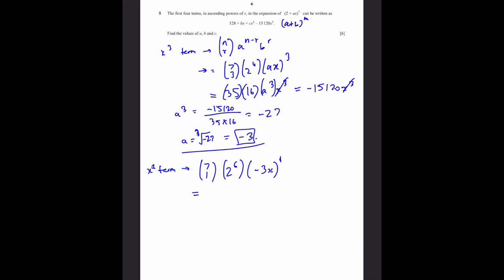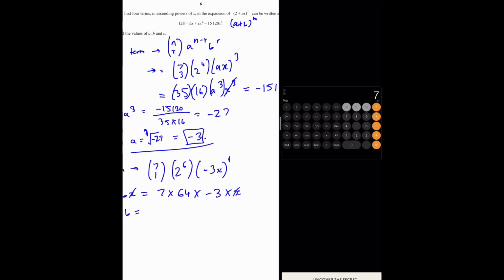And I told you a trick already. This 7 choose 1 is 7C1. And I mentioned that nC1 is always equal to n for any value of n which is greater than 0, and of course, an integer. In other words, n has to be a natural number. And here, n is 7, so we have 7 times 2 to the power of 6, 64, times minus 3 times x. And that's equal to bx. We can cancel the x's, so b is equal to negative 3 times 7 times 64, to get negative 1344 as our b value.